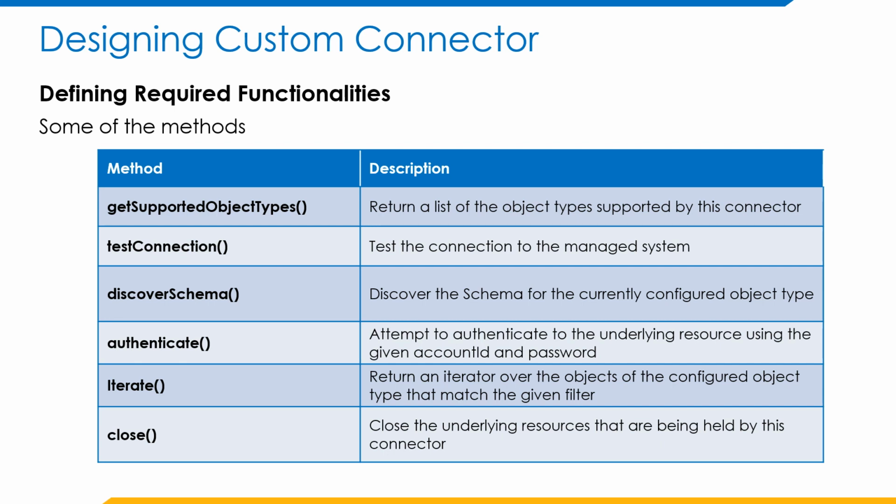Discover schema. Should return the schema, attributes and data types of the currently selected object type. Authenticate. Should connect to the application with the credentials provided in the method call and attempt to authenticate to the application with that user ID and password. Iterate. Should return an iterator over the accounts or groups in the application, which can be a subset of accounts or groups based on a specialized filter. Close. Should perform any required steps to close the connection to the application.